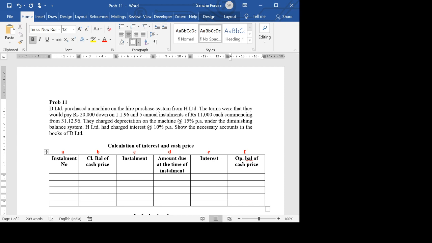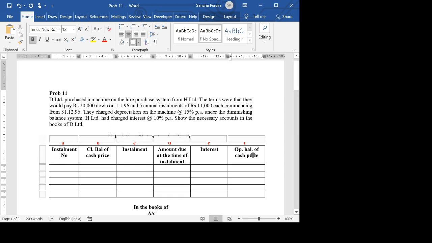If you're getting confused, just be patient. As we are doing things, you will be able to better understand. Let's go through the columns again. They'll make more sense when we start adding the figures. The first column we normally call the installment number. I'm not calling it a year because here we are not so particular about the dates in the table. We are only particular about which is the installment, and how much is the interest included in that installment. So installment number, closing balance of cash price.